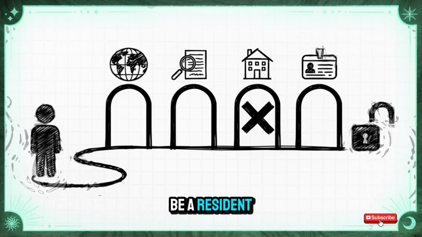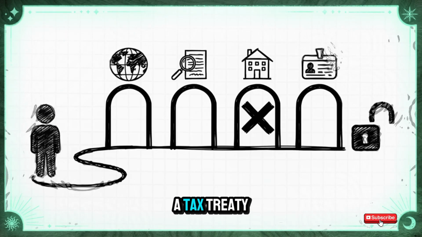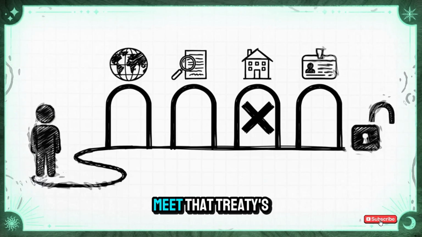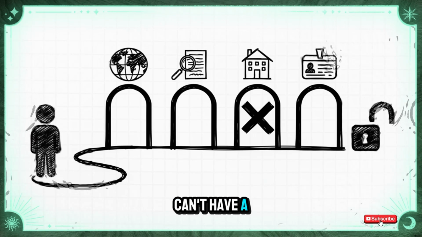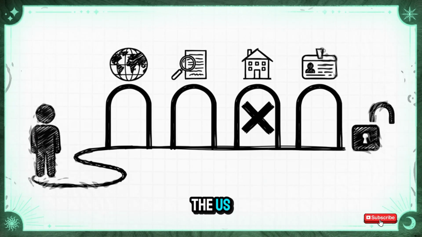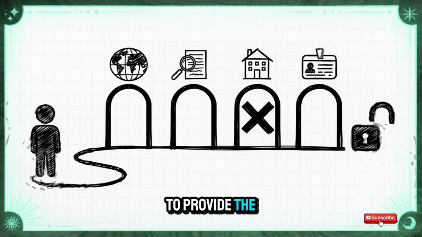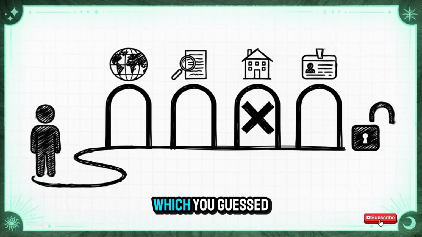You've got to be a resident of a country that actually has a tax treaty with the US. You have to meet that treaty's own definition of residency. You generally can't have a permanent establishment in the US. And you have to provide the right taxpayer ID number, which, you guessed it, brings us to our next puzzle.